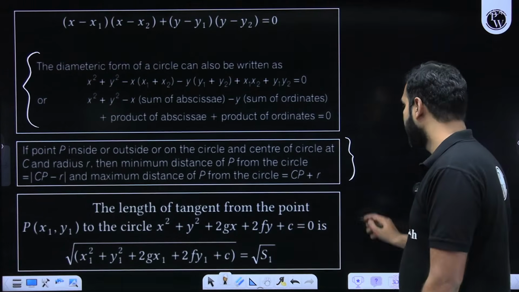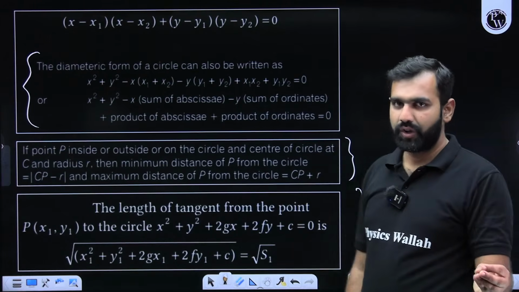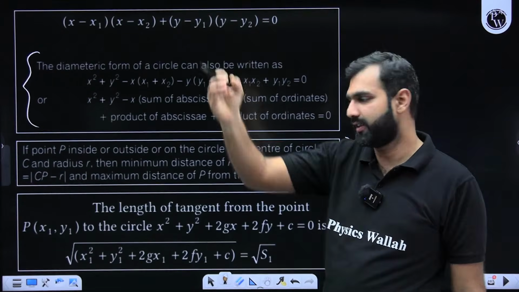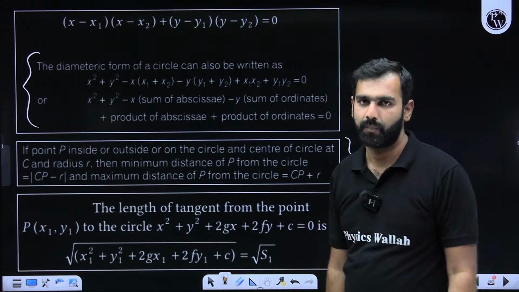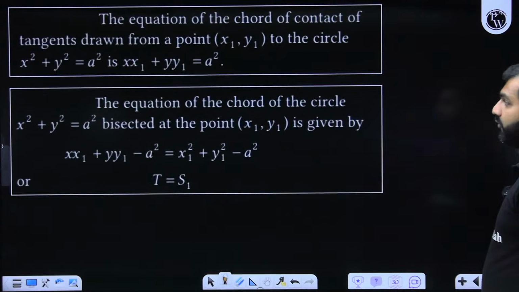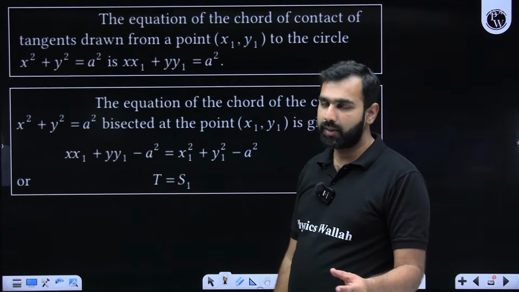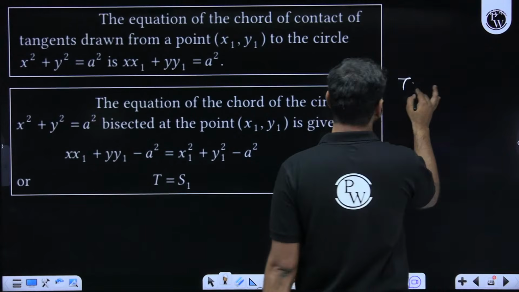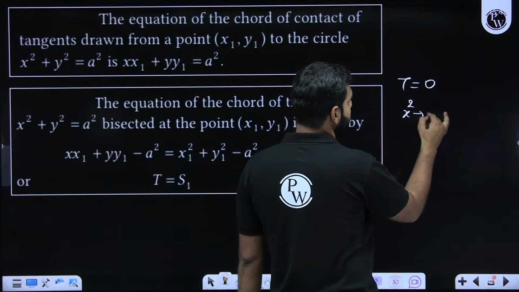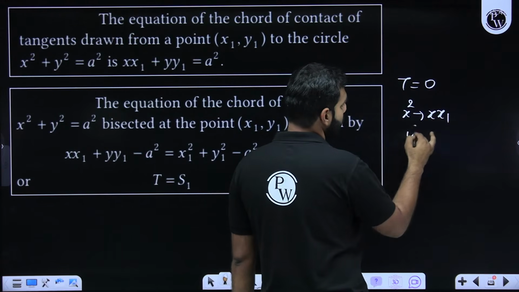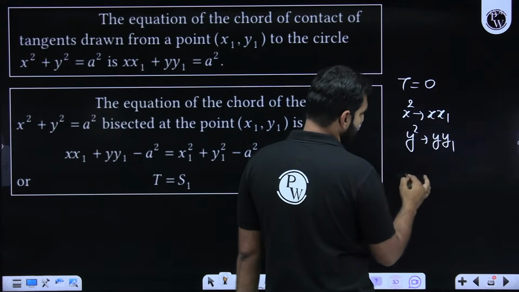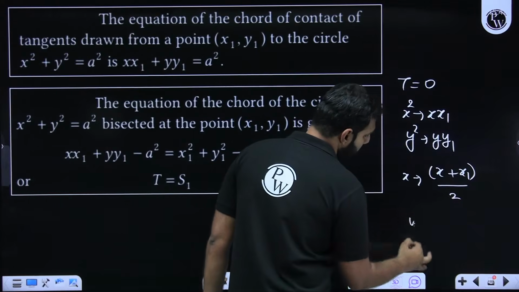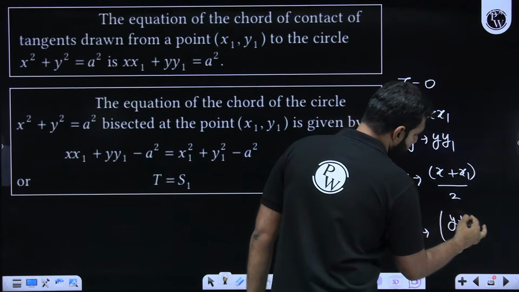Remember this. Let's say from an external point a tangent is drawn to a circle and you need to figure out the length of this tangent. It is given by under root S1. Remember that. From that, when I move ahead, the tangent at any point (x1, y1) on the circle is given by T equals 0. I hope you remember how we write T. For T, x square is replaced by xx1, y square is replaced by yy1, x is replaced by (x plus x1)/2, y is replaced by (y plus y1)/2.